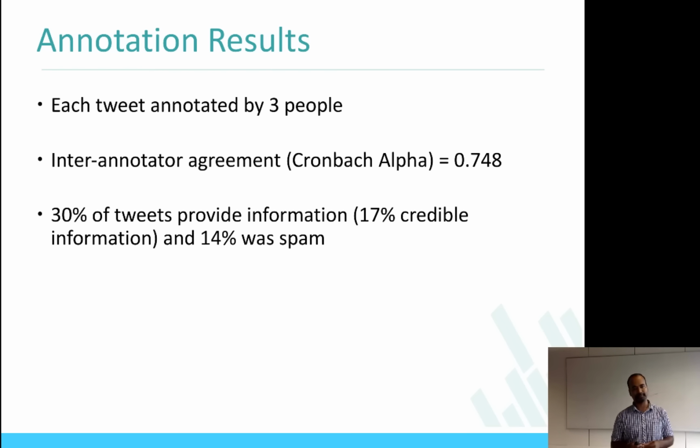30% of the tweets provide information, which is in step 1. Users agreed that 30% of the tweets that were shown to them had information. Only 17% had credible information, and 14% was spam.